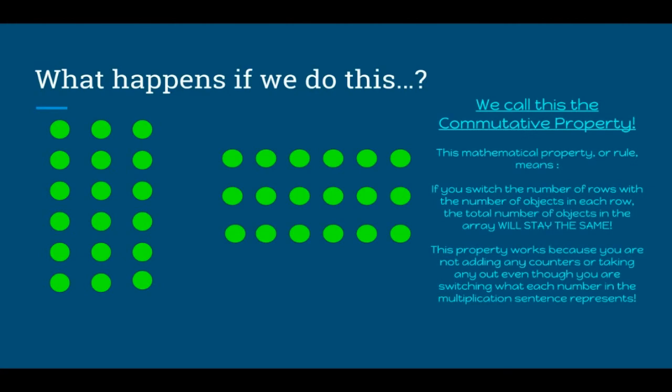This property works because you're not adding any counters or taking any out, even though you're switching what each number in the multiplication sentence represents. In the first array, 6 rows times 3 counters in each row equals 18. In the second one, 3 rows times 6 counters in each row equals 18 counters.